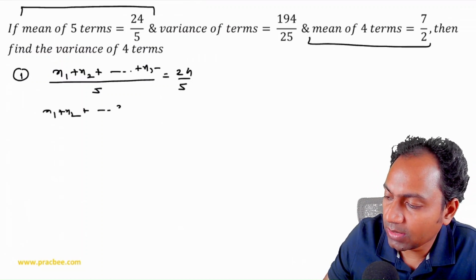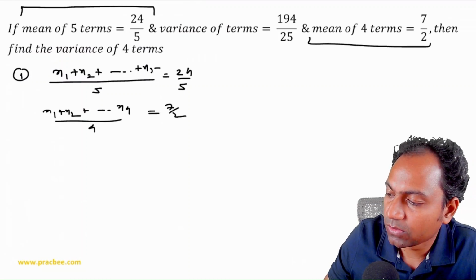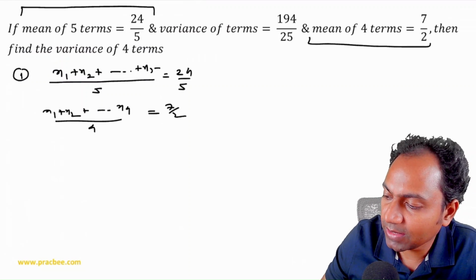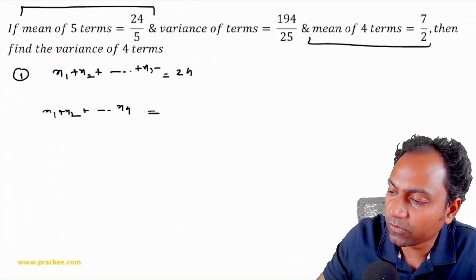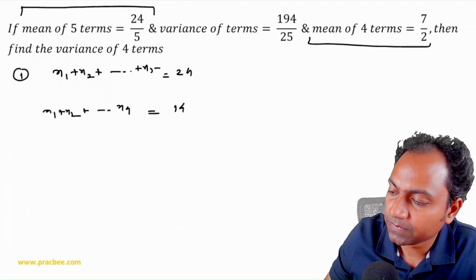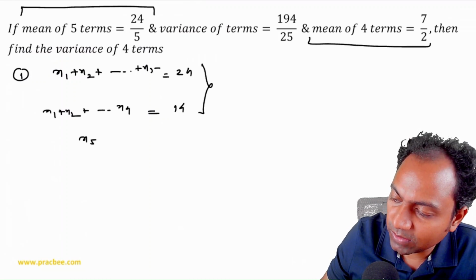So if I go till x4 by 4, it is nothing but 7 by 2. So from the first part and second part, now what I can do in the first part, I can remove this 5 from the denominator. This is what I will get. In the second part, if I multiply by 4 on both the sides, this becomes 14. Now if I subtract both of these equations, the value of x5 comes out to be nothing but 10.